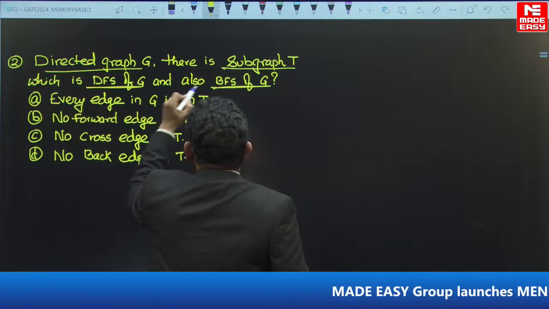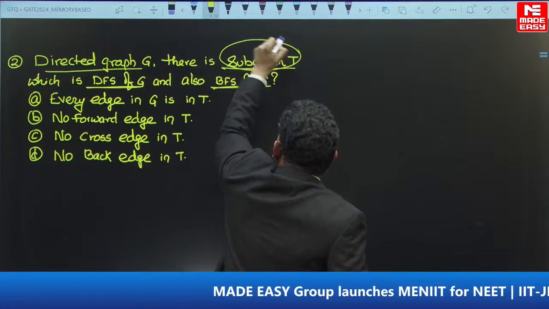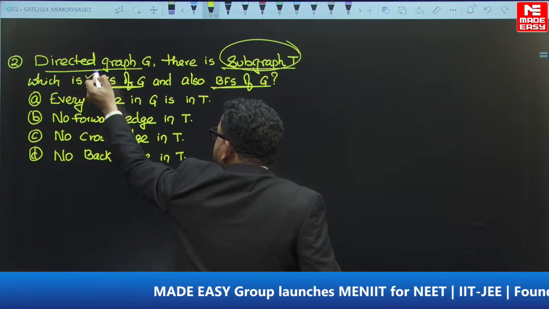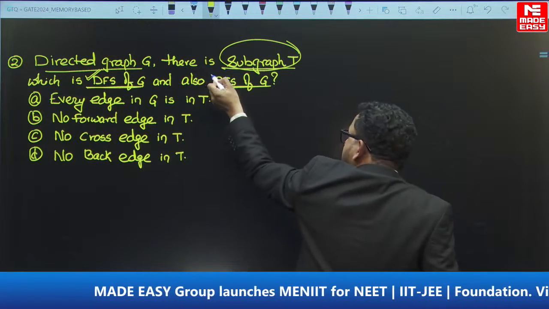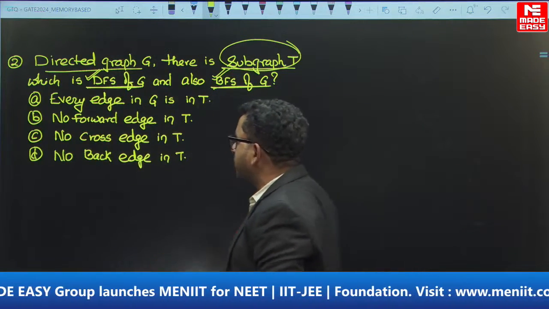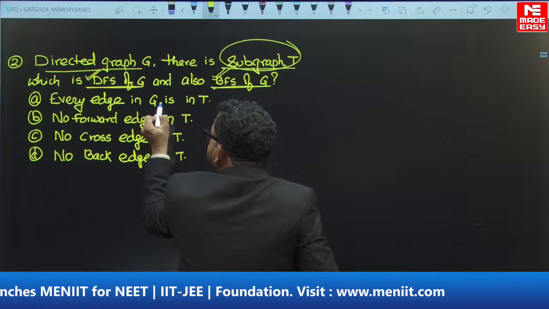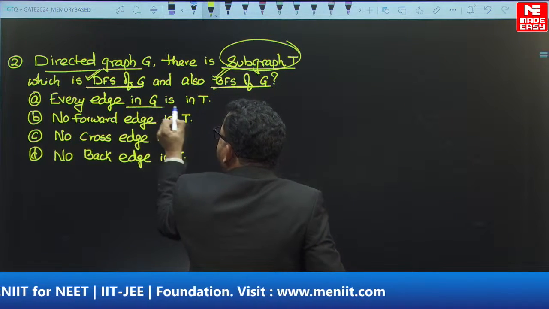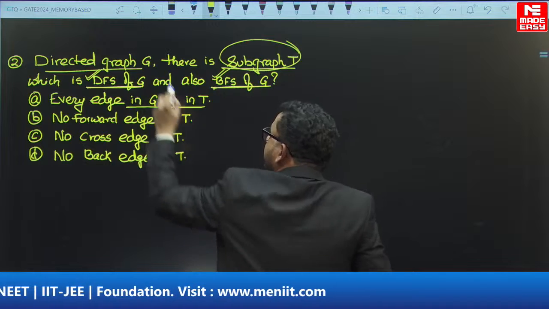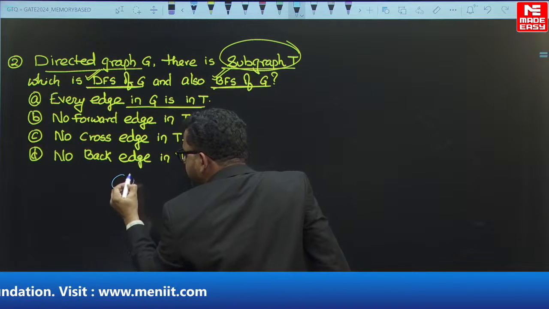So now, for the subgraph to be a depth first search spanning tree and also a BFS spanning tree, what should be the requirement? First thing, every edge in G is in T. It is not mandatory to satisfy. Every edge of the graph need not be in the spanning tree.